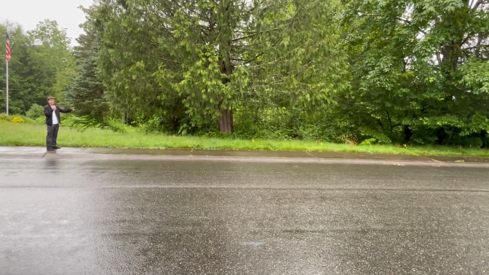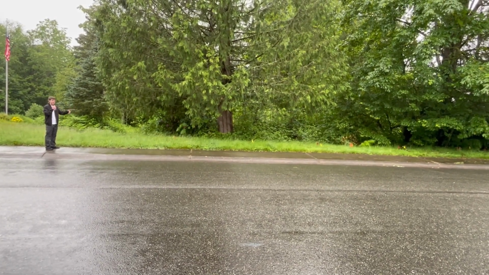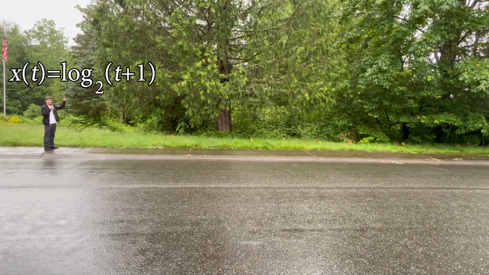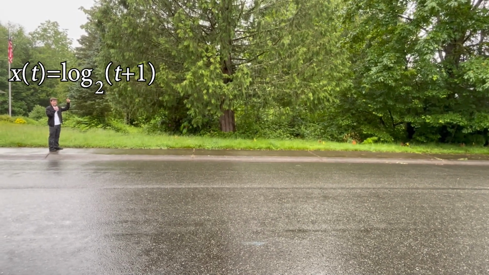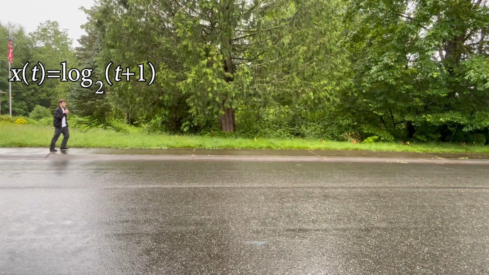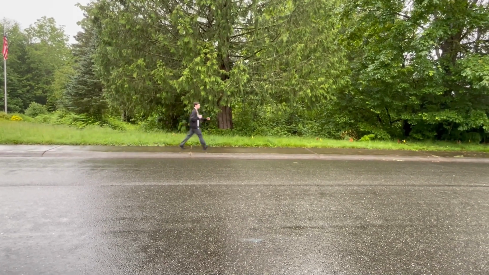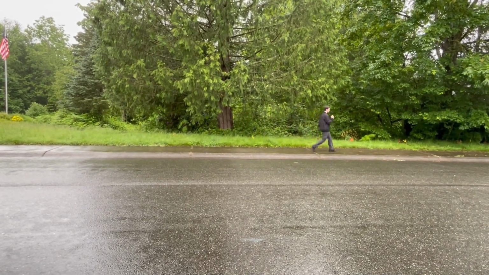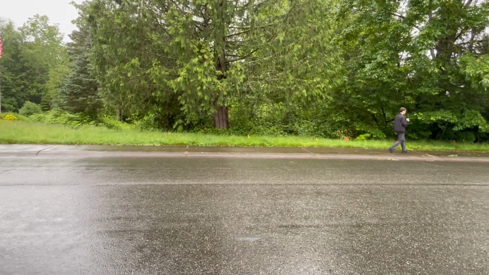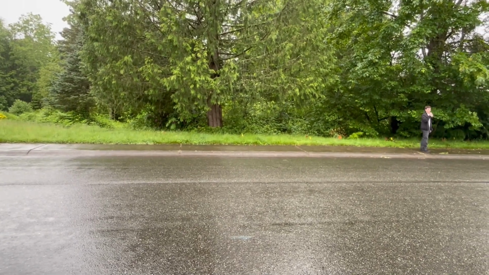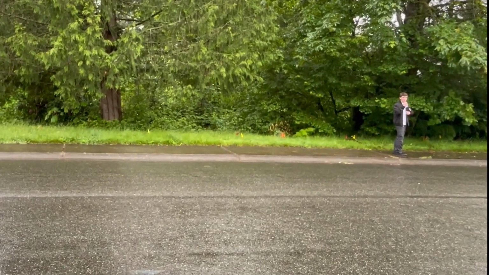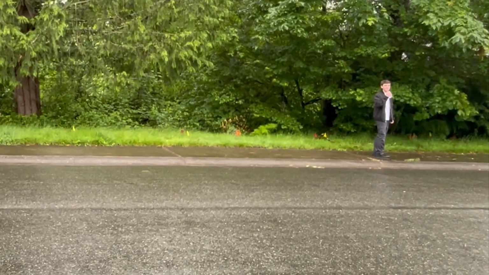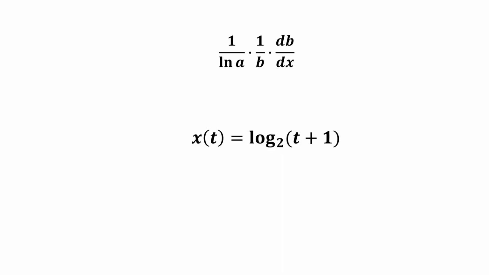Say I'm walking along a straight path, and my position in meters from my starting point can be modeled by this function, where t is time in seconds. If I want to find my velocity at any point along this path, I'll need to take the derivative of that function. To do this, I'll use the rule I just established to find the derivative of a logarithmic function and apply it to this equation.